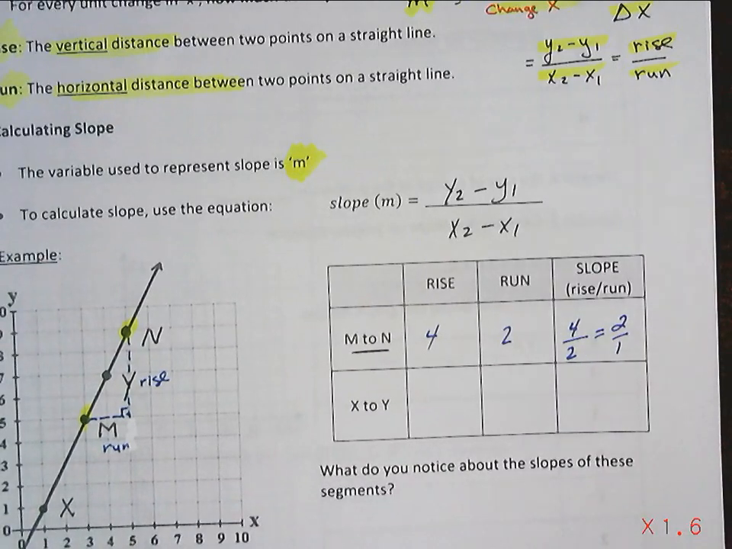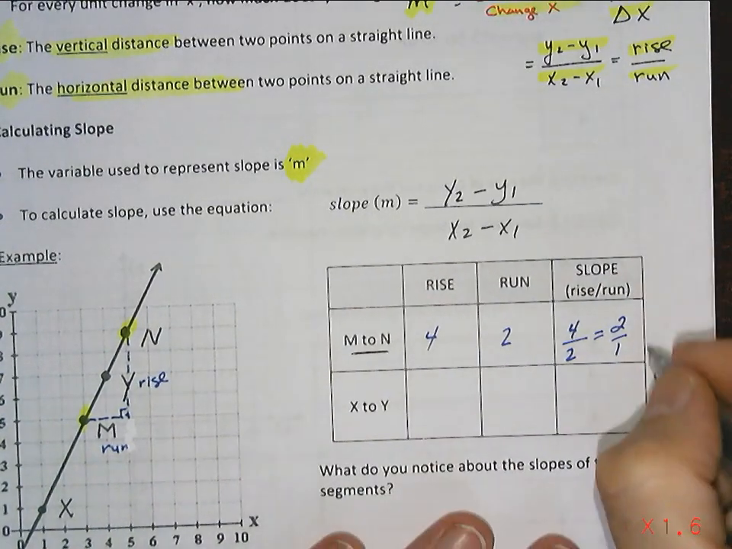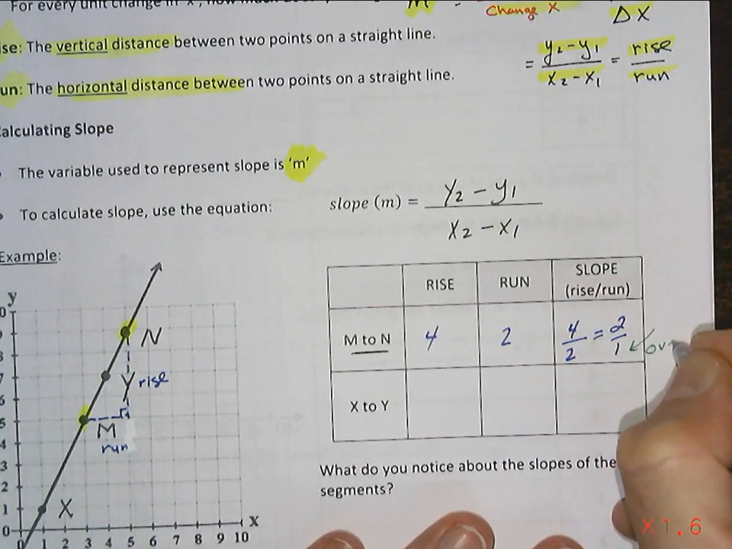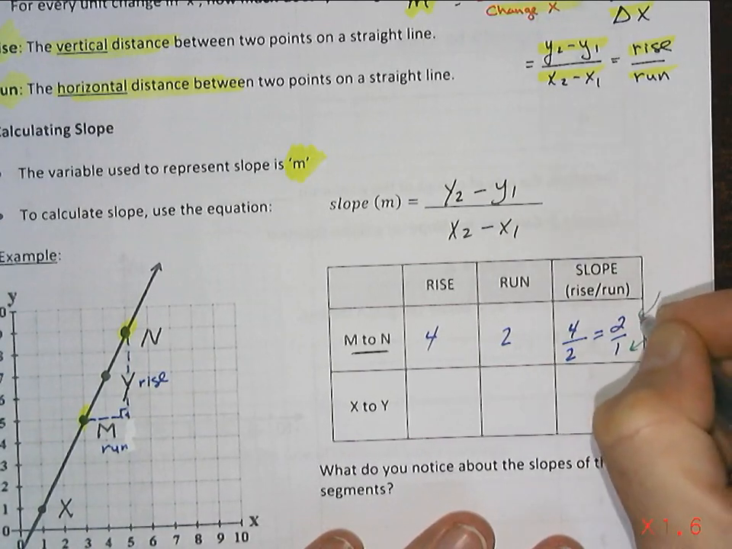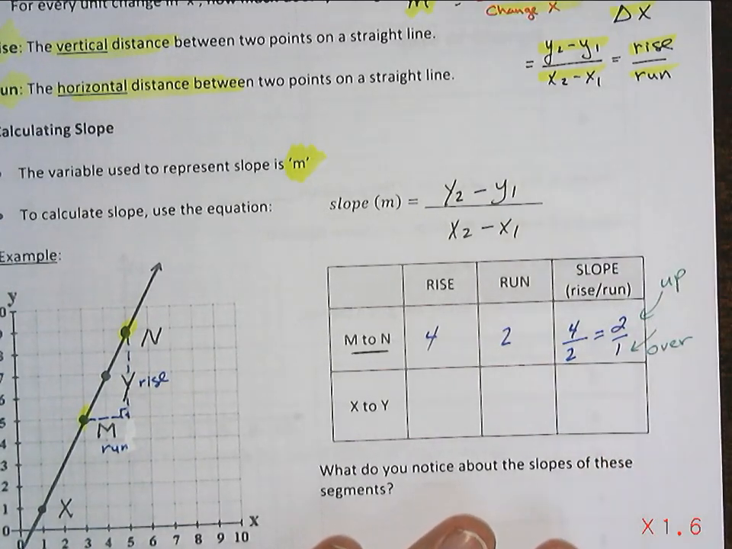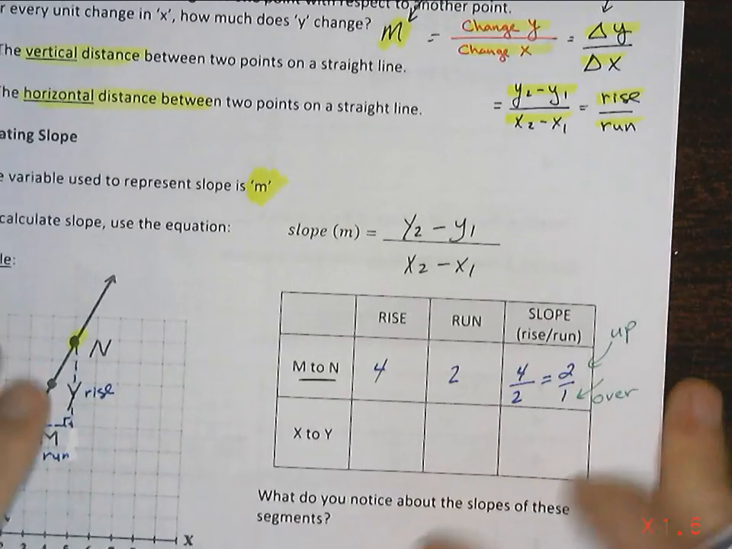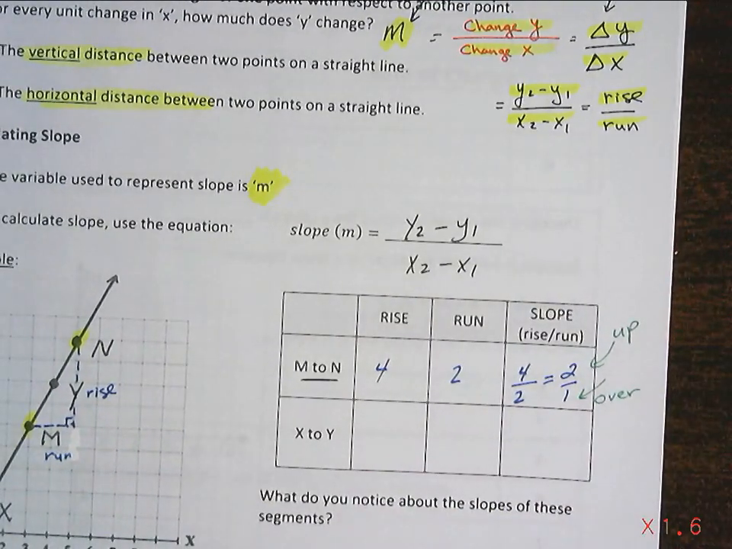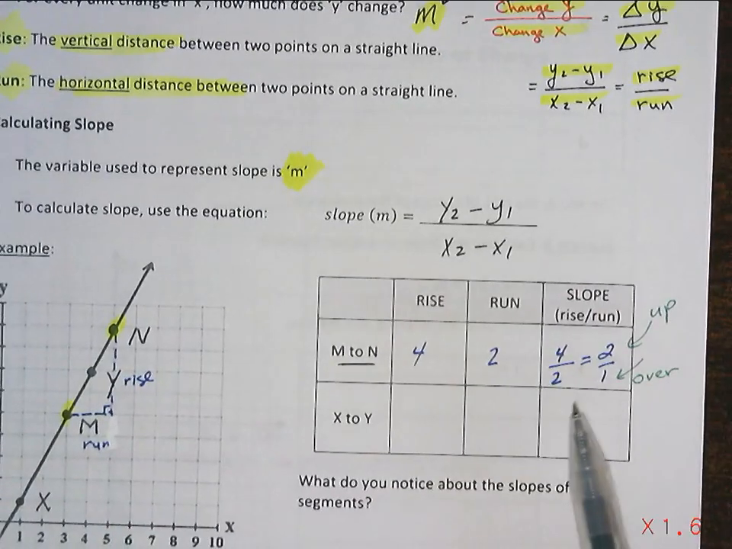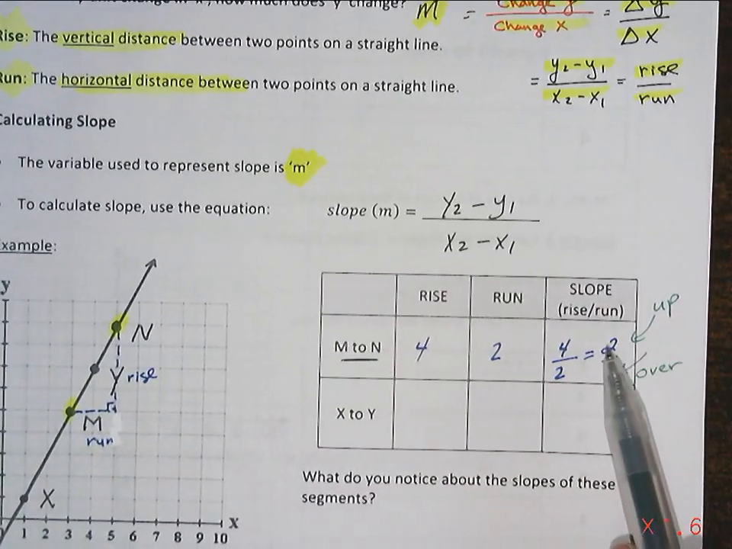But we need to remember that the 1's there to represent if I go over 1 distance, I go up 2 distance. So this means over 1, and this means up 2. This over is positive, so that means that we go to the right. And this 2 is positive, that means that we go up.